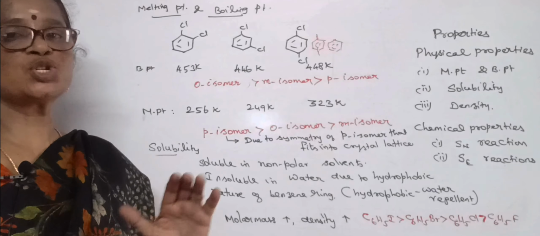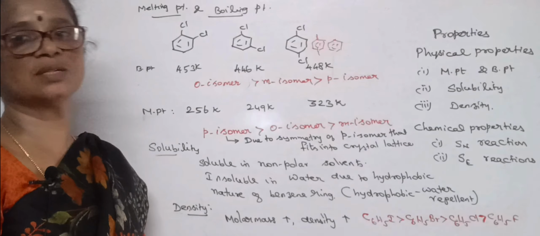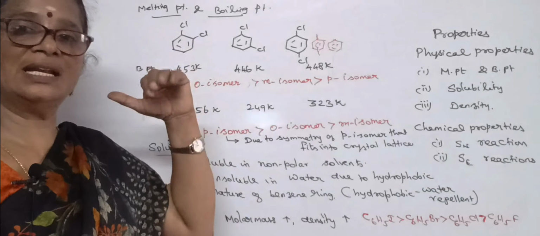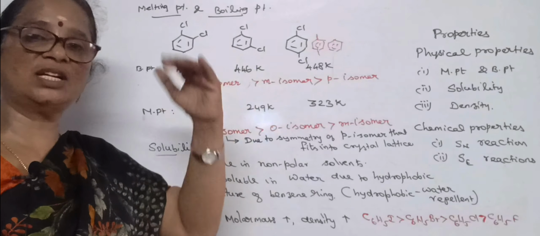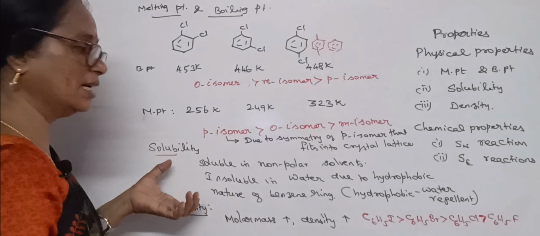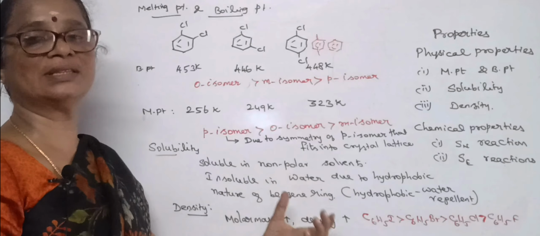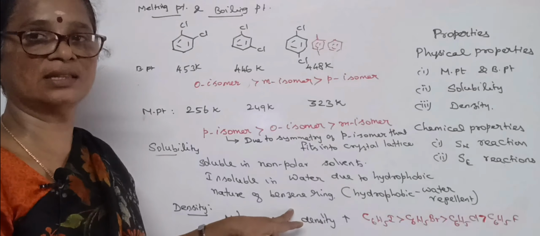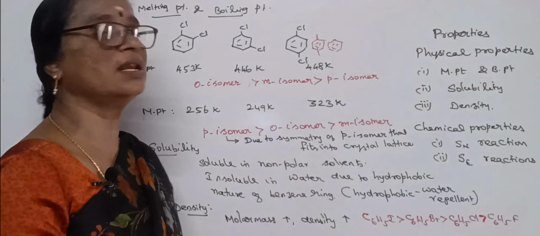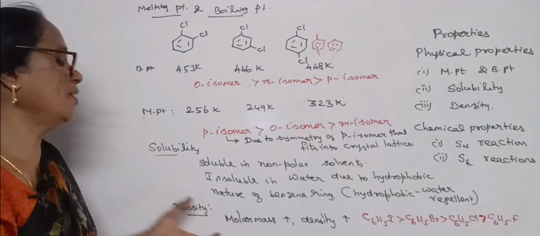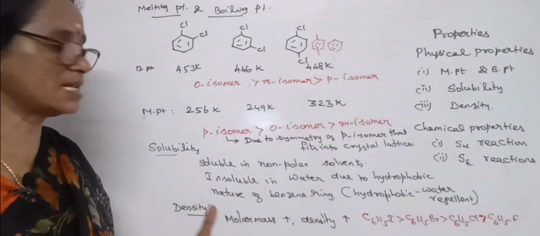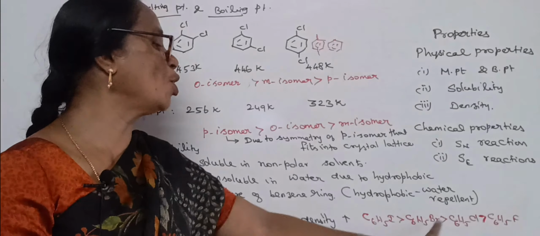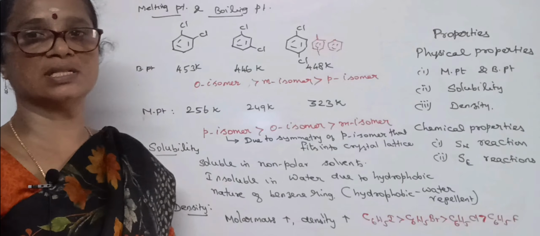Then solubility. Aromatic compounds usually do not dissolve in water, and are not miscible with water, because the benzene ring is highly hydrophobic in nature. The benzene ring itself is hydrophobic, that means water repellent, and hence halobenzenes do not dissolve in water, the polar solvent, but are able to dissolve in non-polar solvents. Then density: when the molar mass of the haloarenes increases, density also increases. So iodobenzene is denser than bromobenzene, than chloro, and than fluorobenzene.